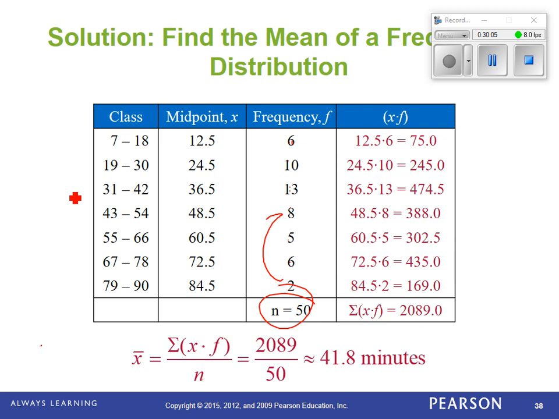So about 41.8 minutes is the average of all this.